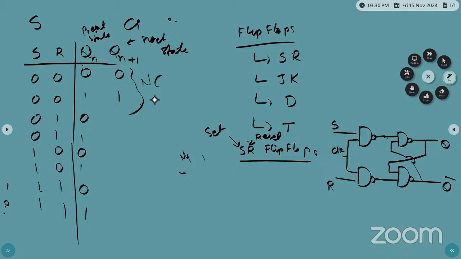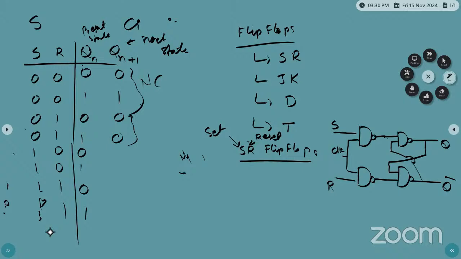Now here the R value is 1. R stands for reset. So R is equal to 1 and S is equal to 0. The present state is 0 or 1. When 0 1 is applied as input to the SR flip-flop, irrespective of the previous output, it will be reset.